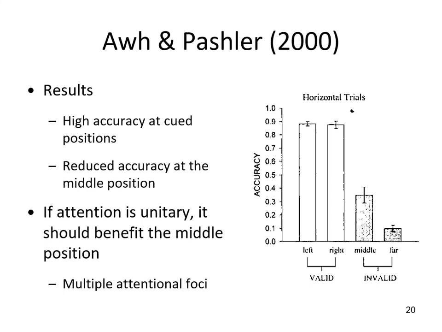So let's look at the results. According to the results, when the target is left or right, that means valid, of course, the performance is the best. What is the performance? Accuracy. So the performance, of course, is the best when the Q is valid.